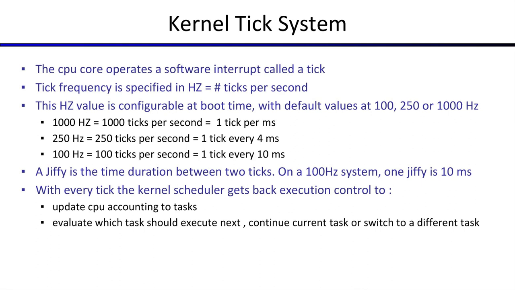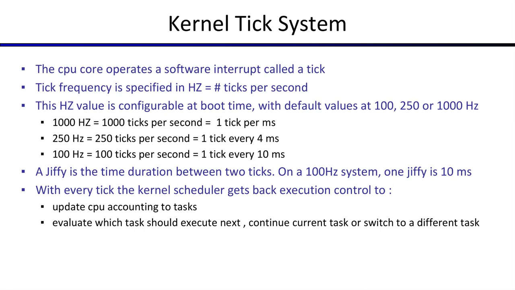In older systems, it was always 100 hertz, and 100 meant 100 ticks per second. 100 ticks per second means one tick every 10 milliseconds. And a tick will mean there will be an interrupt that gives handle back to the software interrupt handler for the tick every 10 milliseconds. A 1,000 hertz system is running one tick every millisecond.